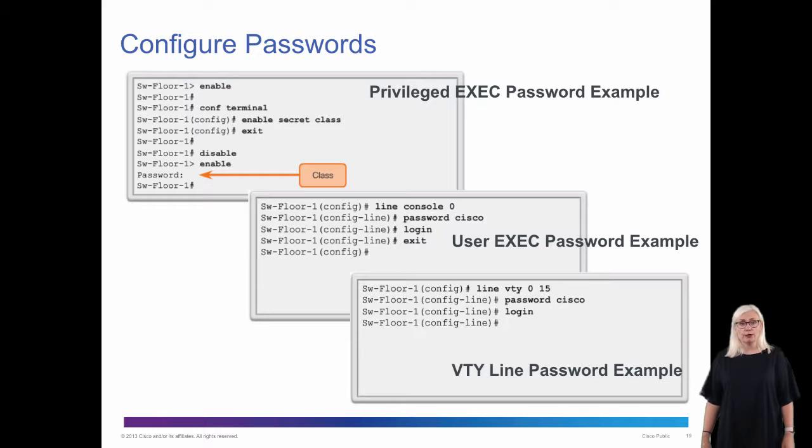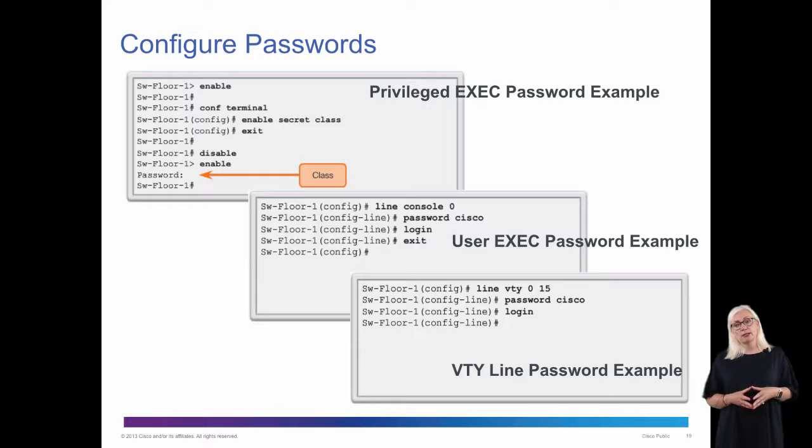To set the password to enter privileged mode, I use the command enable secret. That's the command, and class in this case is the password. To set up the password for the console cable, I go to line console 0, which is the name of the console interface, and then I say password, and in this case the password is Cisco. I enable login and then I exit it. Then I've set the password on that one.